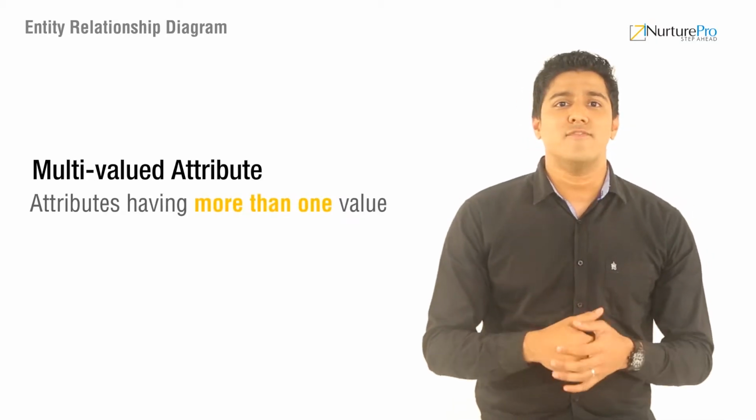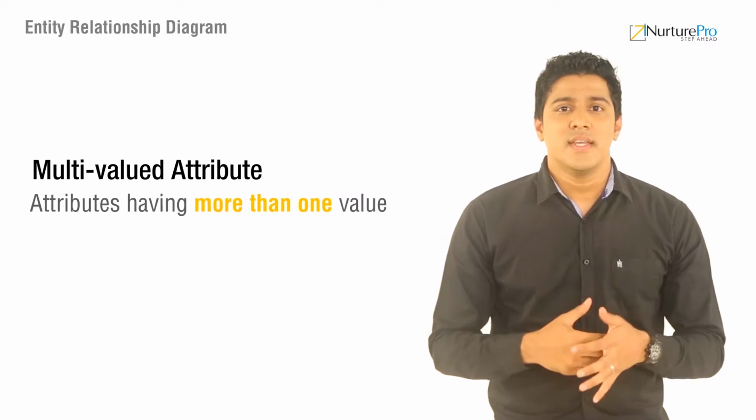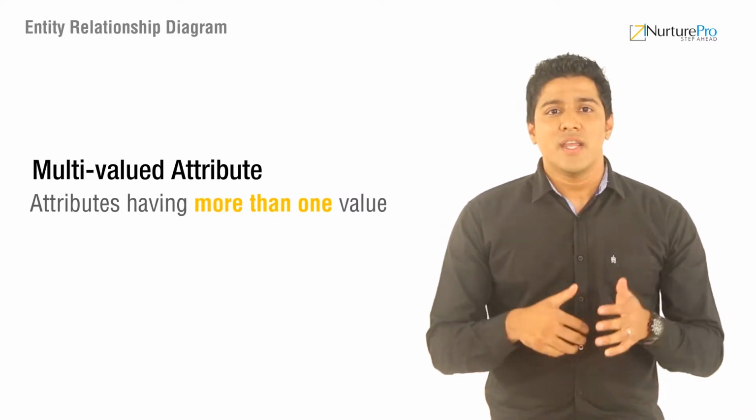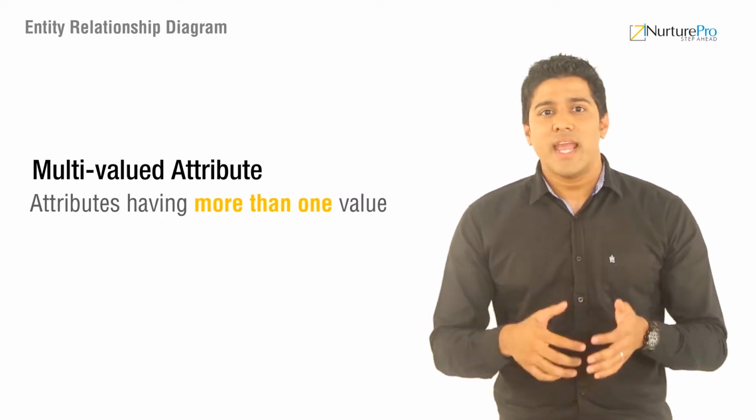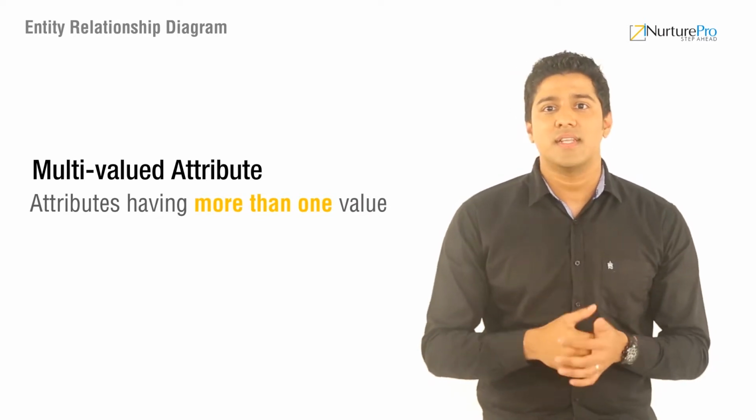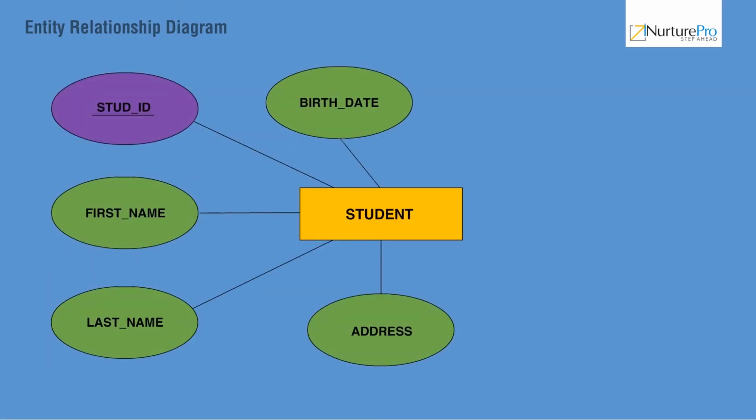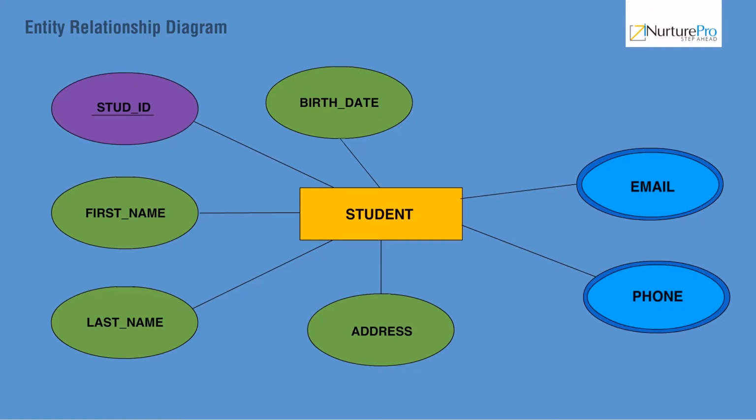An attribute can have more than one value. To represent this type of attribute, we use a multi-valued attribute, and it is represented using the symbol double ellipse. Continuing with our example, a student can have more than one email ID or phone number.